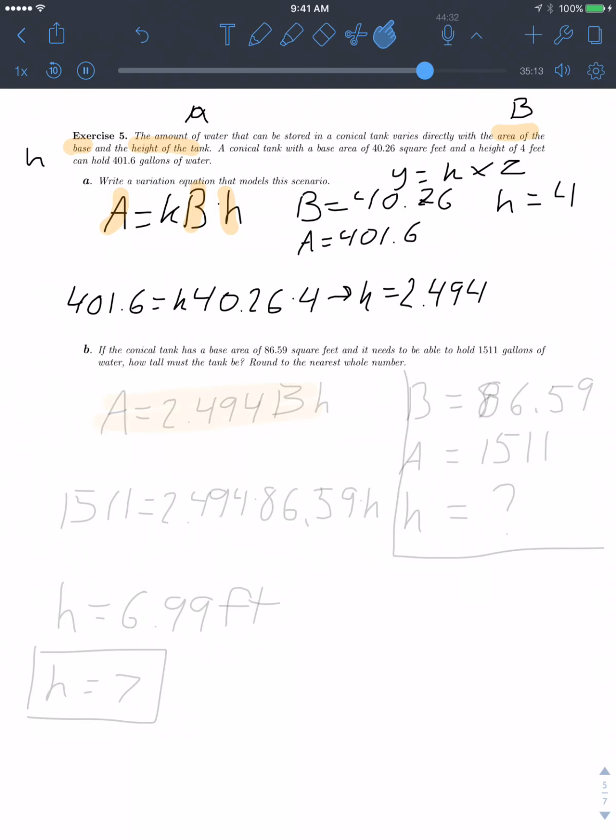So our model, and I'll write this in the next space, we could say A is equal to 2.494 times capital B times H. Now in the next part we're asked, if the conical tank has a base area of 86.59 square feet, in other words, if B is equal to 86.59, and the tank is able to hold 1,511 gallons, in other words, if A is equal to 1,511, how tall does the tank need to be?